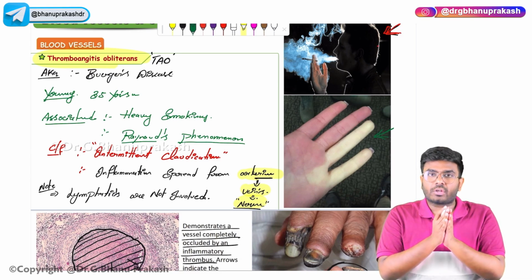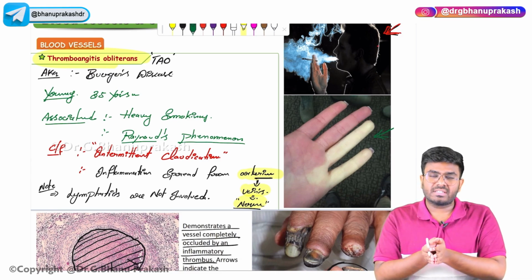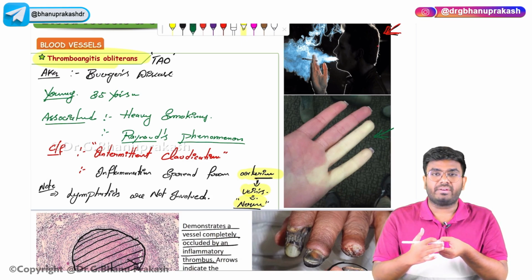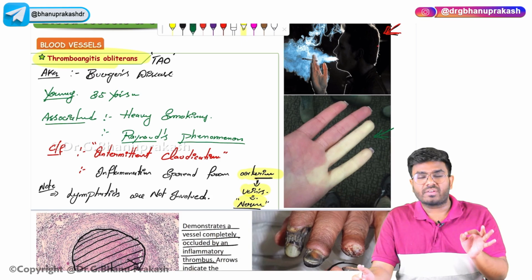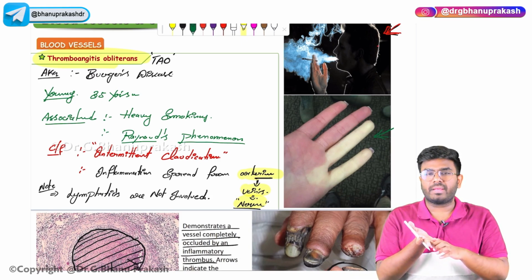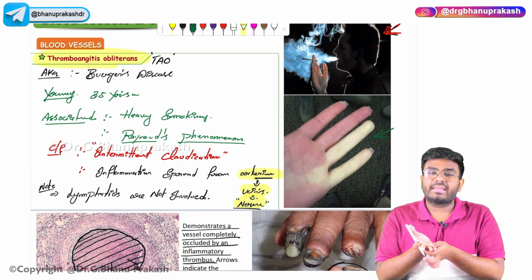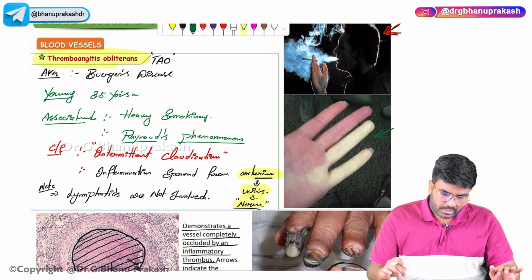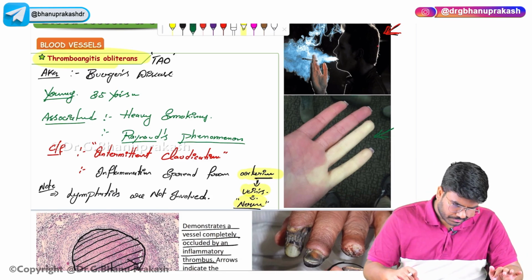Now, the name thromboangiitis obliterans suggests that there is the formation of thrombi, and these thrombi are going to completely occlude the blood vessels. Because of the complete occlusion of the blood vessels, the patient is not going to have a proper blood supply. Because of not enough blood supply, there can be necrosis and there can be auto amputation of the fingers. Okay, so these are the points which I want you to know.